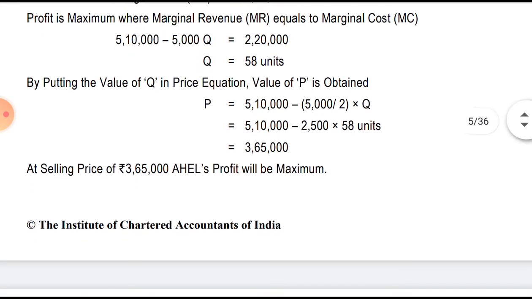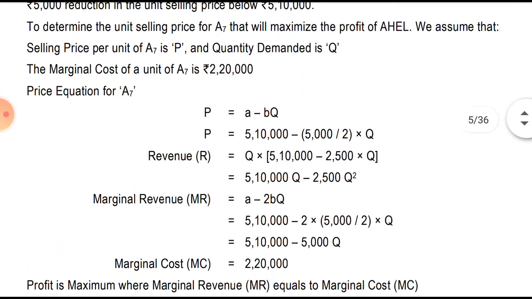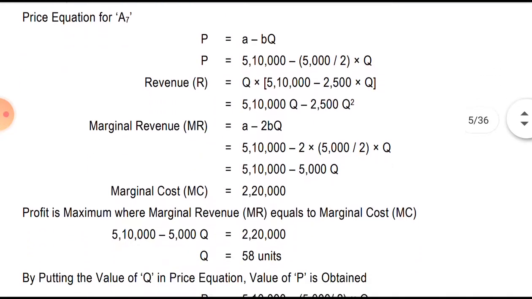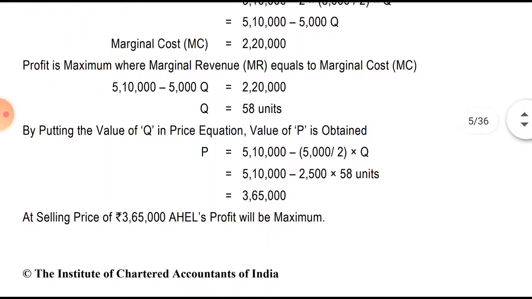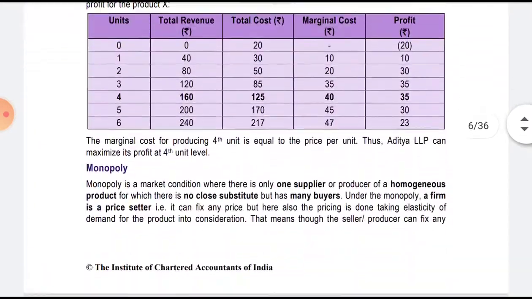By putting the value of Q in the pricing equation, the value of P is obtained. So after getting this Q, we will put it in the first equation which we have written for the price. We will substitute in that and we will get the price as 3,65,000. So at this selling price the profit will be maximum. At the selling price of 3,65,000, AHEL's profit will be maximum. So we are done with this first illustration.